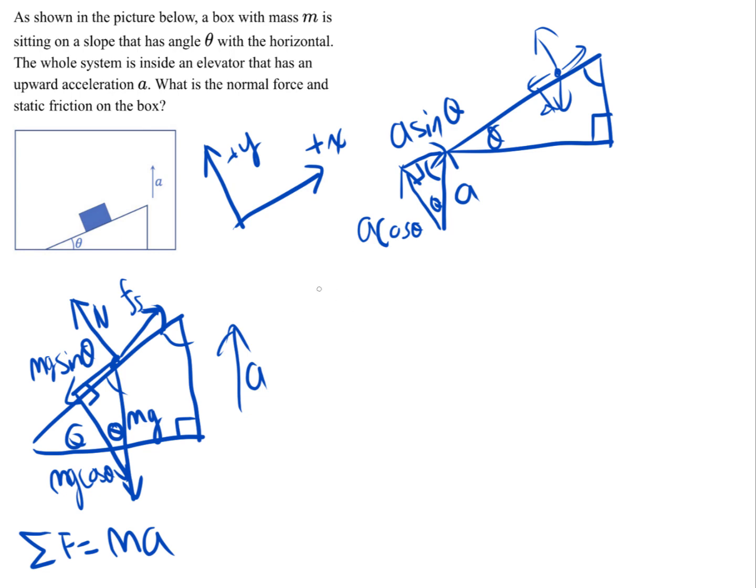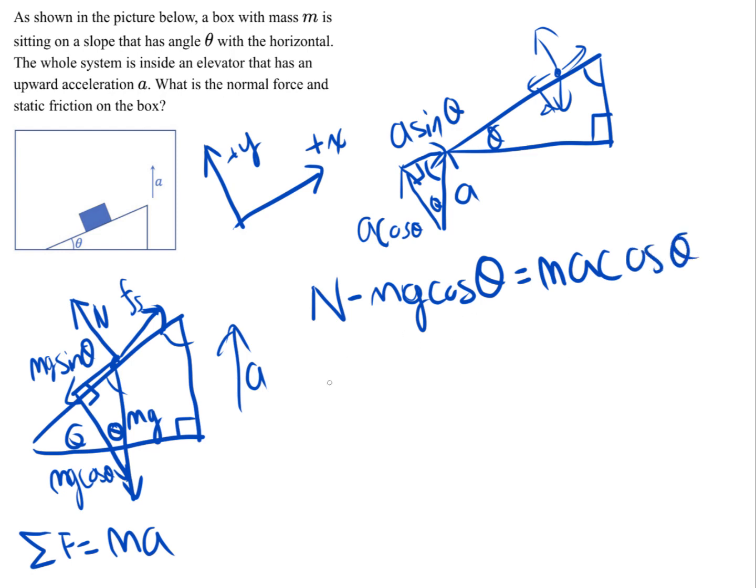So let's start with the normal force in the positive y direction. The normal force minus the component of gravity perpendicular to the surface, mg cosine theta, is equal to the mass times the acceleration. And this acceleration will be the acceleration perpendicular to the inclined surface, so ma cosine theta. Now we just need to solve for the normal force. So we can move this over: normal force equal to ma cosine theta plus mg cosine theta.